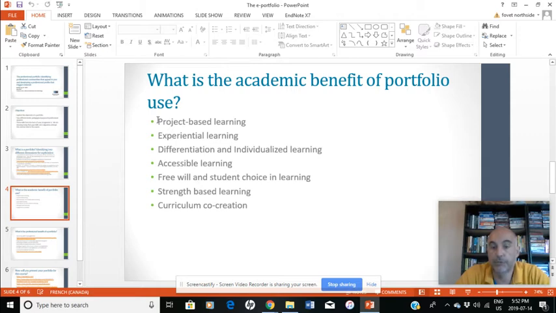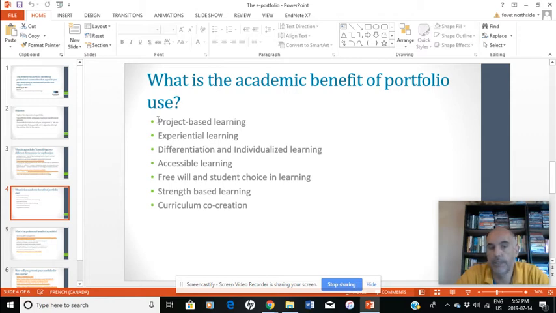You will be making choices, you will be selecting things, you'll be exploring and experimenting with tools and with media and with all sorts of things. And so there's a very close connection between ePortfolio and experiential learning theory. Then obviously we have the whole body of inclusive literature around differentiation and individualized learning.